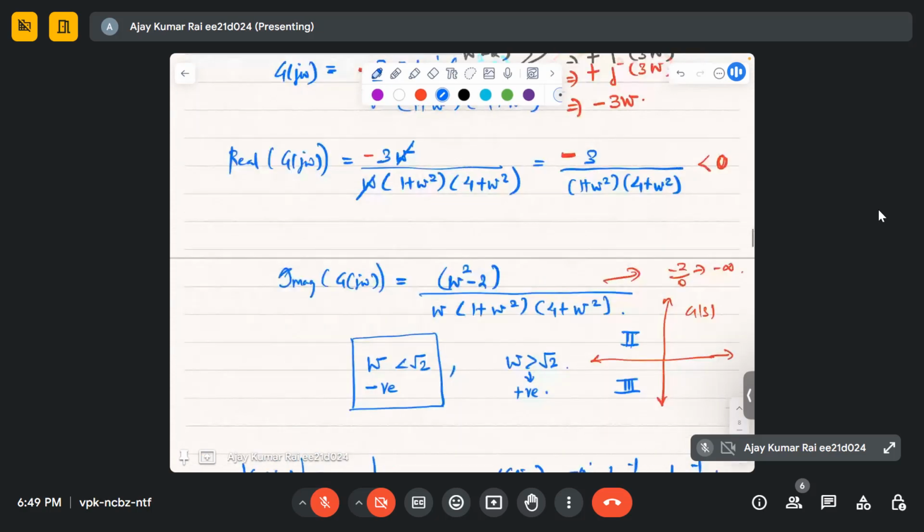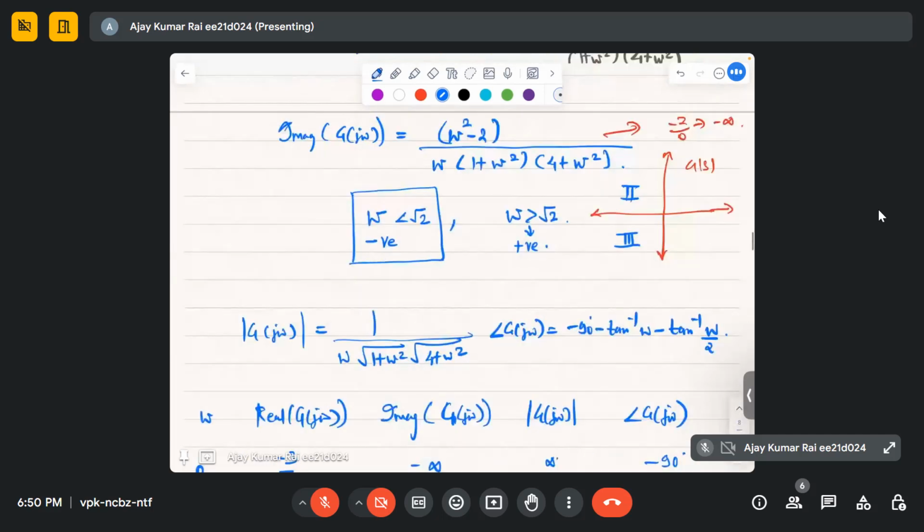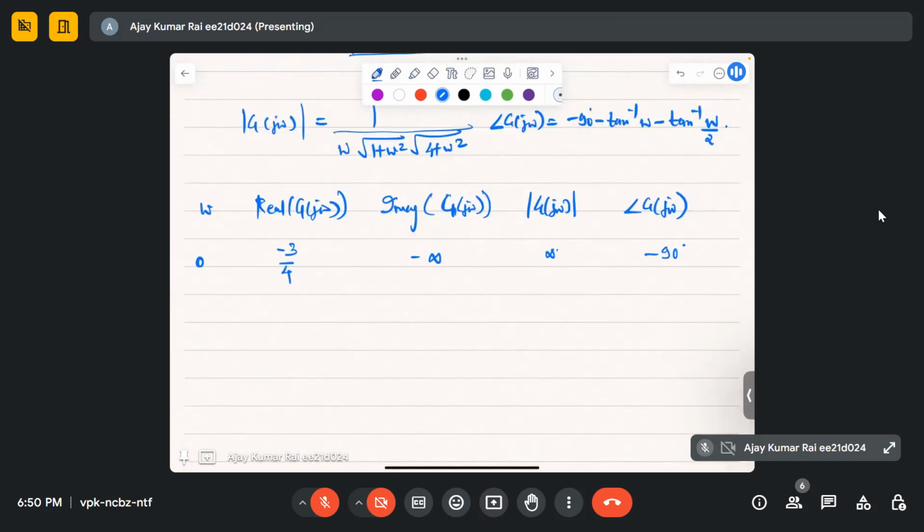For GATE questions, it's very simple. Up to now you have calculated that the real part is minus 3 by 4 and the angle is minus 90 degree. And we are in the third quadrant. So directly we can take this, right? This is the only option that is satisfying our conditions. You don't have to solve the entire problem, but we'll solve it. So this we have found out.